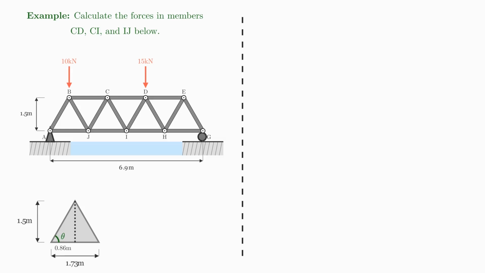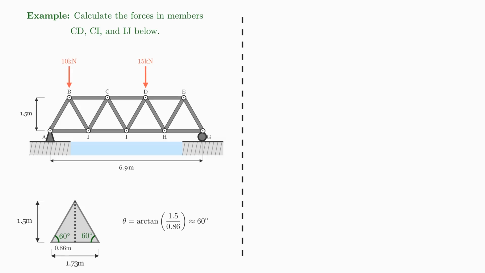Using trigonometry, I get that the angle theta is equal to inverse tan of the opposite, which is 1.5, over the adjacent, which is 0.86, which gives me an angle of 60 degrees. By the symmetry, the angle on the right-hand side also has to be 60 degrees, and this means that the angle at the top in the original triangle is also 60 degrees. So each of these triangles in the truss is an equilateral triangle with 60-degree angles.